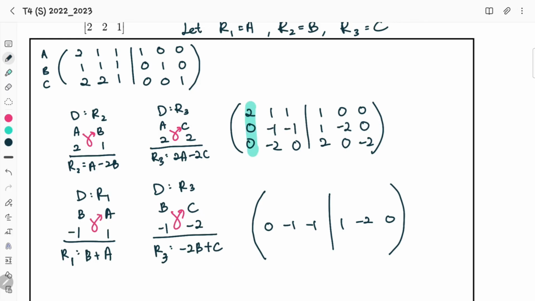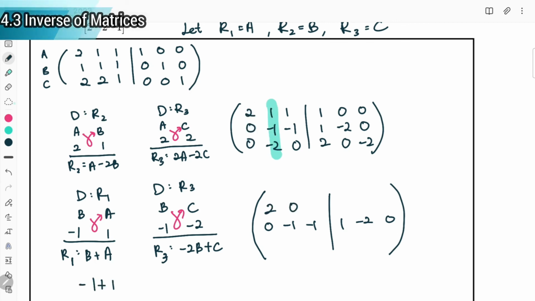Let's focus on row 1 and column 1. So B plus A, 0 plus 2, you get 2. Then 1 plus 1, you get 2. Then negative 2 plus 0, you get negative 2. Then 0 plus 0, you get 0.